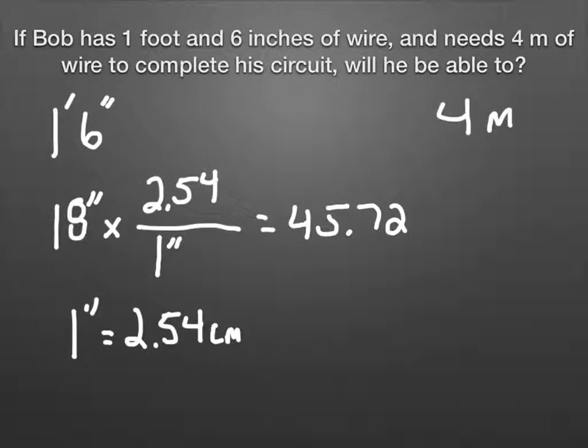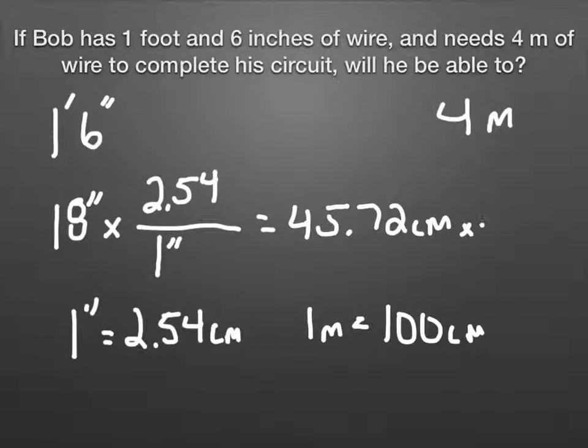45.72 centimeters. Now, we don't round yet because we're not at our final answer, and we don't need to worry about significant figures yet. So, we're at centimeters. We need meters. The way to convert from centimeters to meters is we use another conversion factor, and we know that 1 meter equals 100 centimeters.